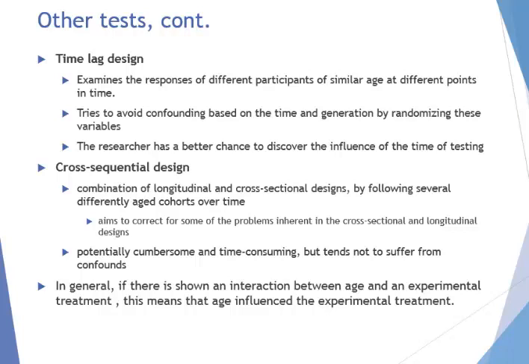We're testing a person at age 10 and a person at age 12. Then 2 years later, we're testing another person at age 10, and then that same person 2 years later at age 12. You have many different cohorts, and you try to correct for any variances that might be due to a particular year, or a particular generation, or a particular age. And in general, if there's an interaction between age and an experimental treatment, that means that age influenced the treatment. So if you see in your experiment that the 12-year-olds always do better no matter which era, no matter which person, then that's a pretty good indication that it is a factor.